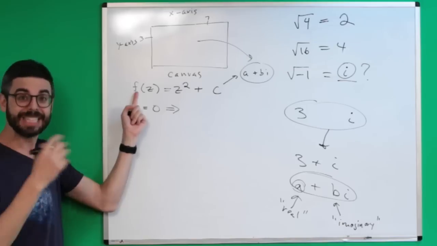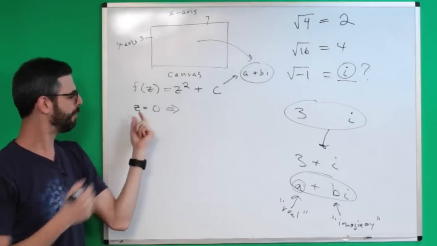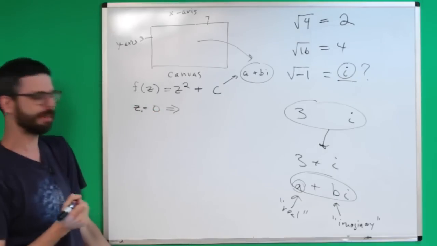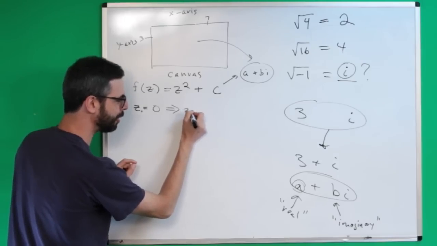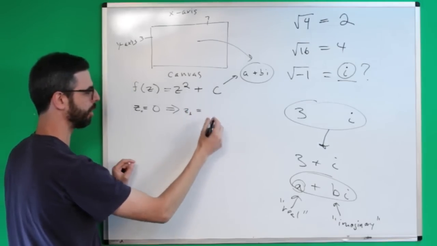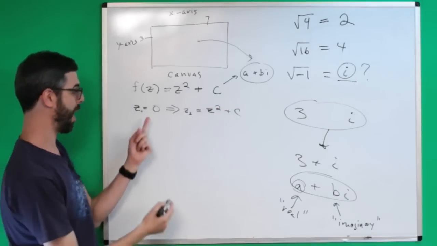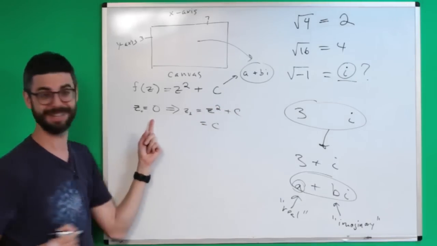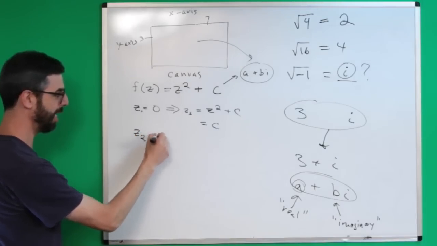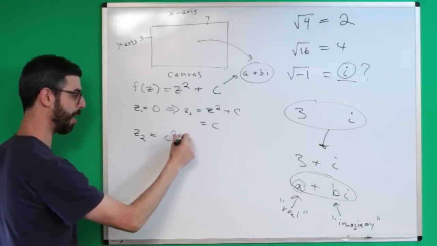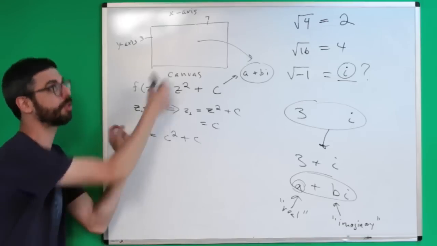Well, the next z, like if this is z sub 0, the z of the first generation, z sub 1, equals z squared plus c, which is, by the way, just c. So now z sub 2 equals what? c squared plus c. And z sub 3 is going to be c squared plus c, squared, plus c.